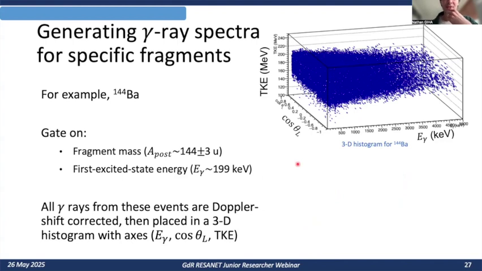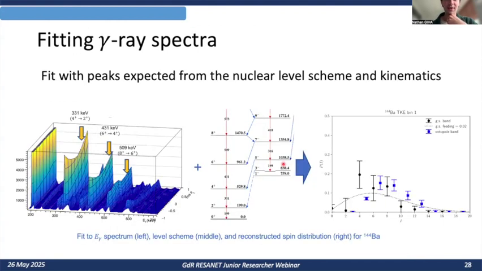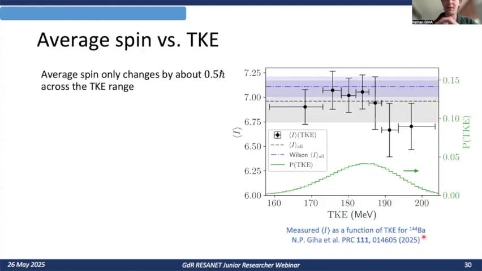So, not to get too into the weeds, if we want to look at how the spin distribution for a specific fragment evolves with energy, we do the following. As an example, if we're studying barium-144, we have a mass measurement from our chamber. We'll gate on that. To clean up the gamma ray spectrum, we'll gate on the first excited state energy in Gammasphere, and then do some Doppler correction, some projecting, and then some fitting. All of a sudden, we have gamma ray intensities for each TKE bin. We can use the intensities and the level scheme to do this balance and reconstruct a spin distribution. Do that for every TKE bin, and you get something like this.